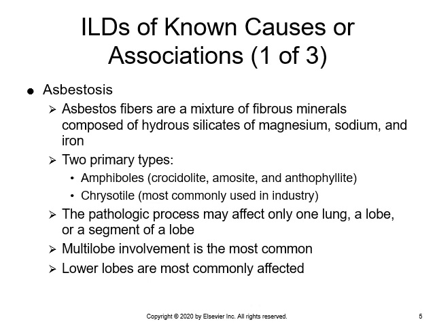The pathological process may affect only one lung, a lobe, or a segment of the lobe, although multi-lobe involvement is the most common. The lower lobes are most commonly affected. Pleural calcification is common and diagnostic in patients with asbestos exposure history.